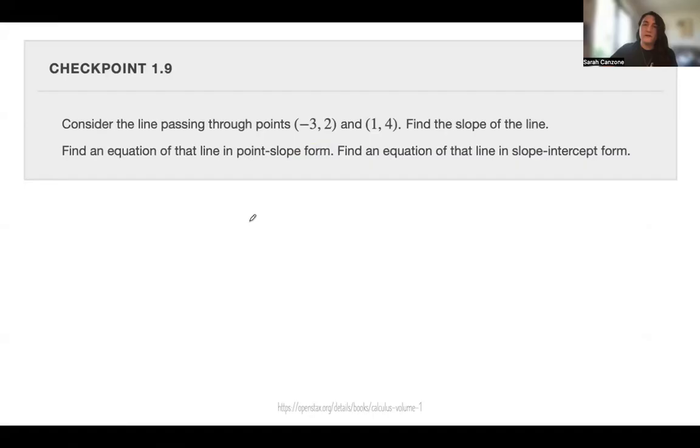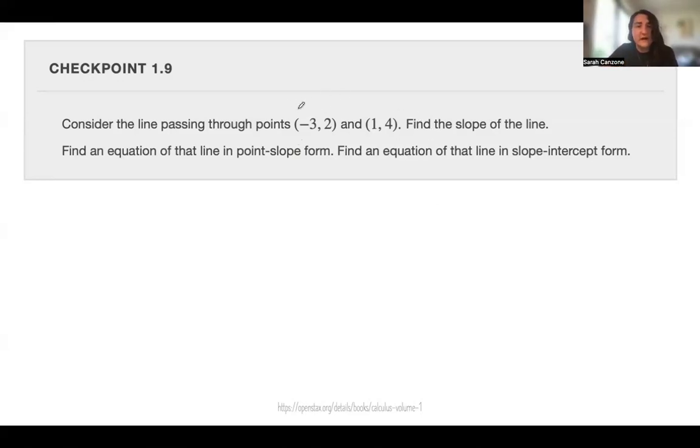All right, let's do a quick example. It says, consider the line passing through (-3, 2) and (1, 4). Find the slope of the line, and find an equation in point slope form and in slope intercept form. So the cool thing about point slope form is you can go straight from point slope form into slope intercept form. You don't necessarily need to remember the name slope intercept form. You can think of it as y equals mx plus b. I probably will use the formal name point slope form just to refer to it when I'm saying, hey, let's find the equation of the line. I'm using point slope form. That's just what I'm going to be using.